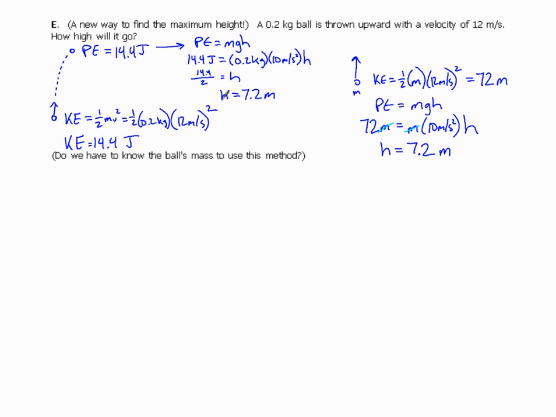The mass didn't play into the calculation, and that's because the mass is the same when it has the initial kinetic energy. The mass is the same when it is at the peak with its highest potential energy. So we don't have to know the mass for this method to work.